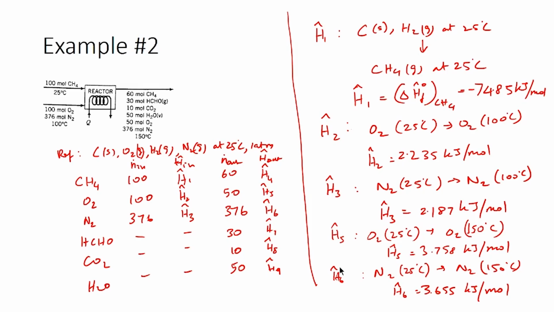Now, let us identify the values for H4 cap, H7, H8 and H9. So, let us start with H4. What is H4 cap? What is the process we are looking at? So, you have carbon solid and hydrogen gas forming methane gas, which is one thing. These are all at 25 degrees Celsius. So, this is methane at 25 degrees Celsius which is formed, and this is then heated to methane at 150 degrees Celsius, which is the exit stream temperature.